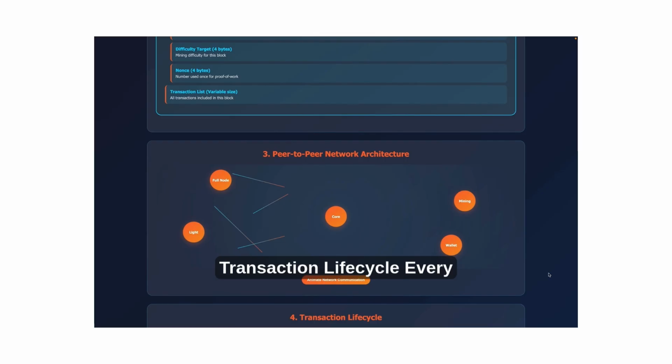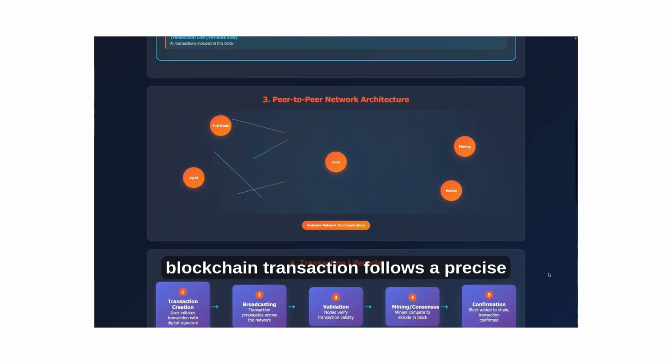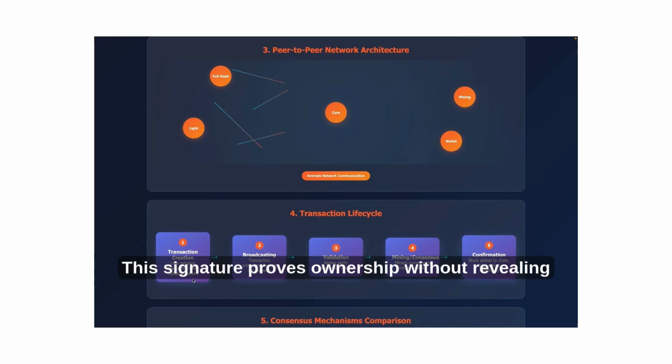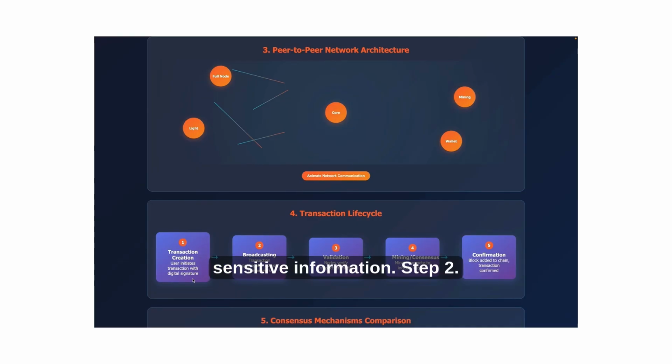Transaction lifecycle. Every blockchain transaction follows a precise 5-step journey from creation to confirmation. Let's follow a transaction through its complete lifecycle. Step 1. Transaction creation. A user initiates a transfer using their digital wallet, which creates a transaction message signed with their private key. This signature proves ownership without revealing sensitive information.